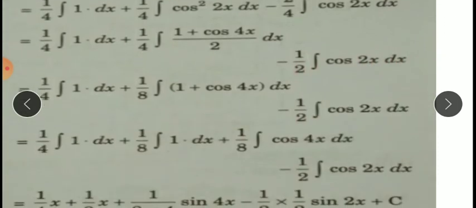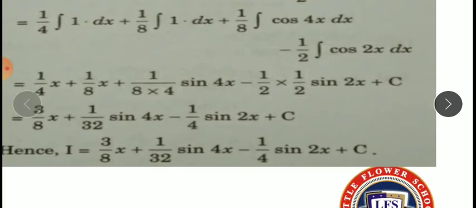Here, in the case of cos 4x and cos 2x, we have to consider 2x as t, and 4x as t, that is, we will use the substitution method. 1 upon 4 integration 1 plus 1 upon 8 integration 1 plus cos 4x minus 1 upon 2 integration cos 2x, which is 1 upon 4 integration 1 plus 1 upon 8 integration 1 plus 1 upon 8 integration cos 4x minus 1 upon 2 integration cos 2x.